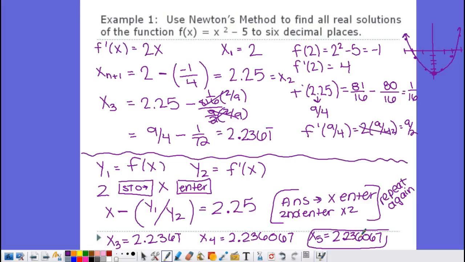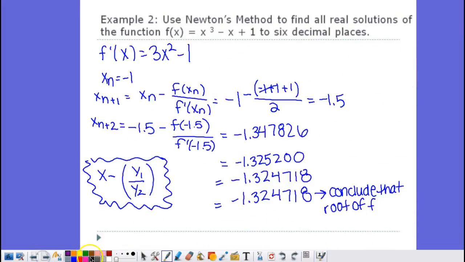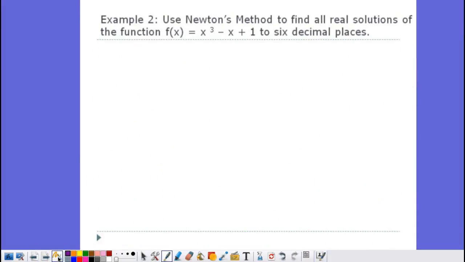Let's look at the next example. I'm using a calculator on the next example. I want to do at least x1 and x2 individually, so I want you to try to predict where the root would be, and then we'll go from there. So we have x cubed minus x plus 1.